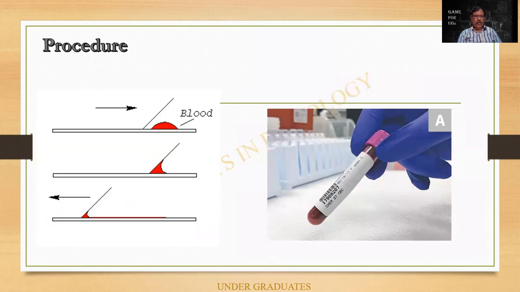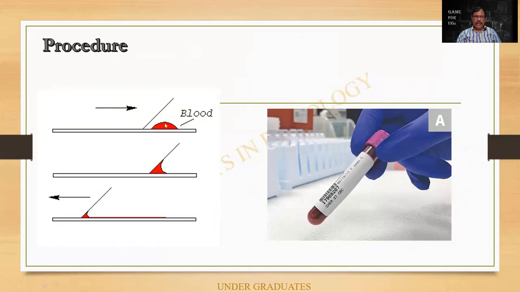What is the procedure to make a smear? First, this is called barcoding. You find that all the details of the patient are being entered into it so that there is no technical error or a mix-up of the samples.